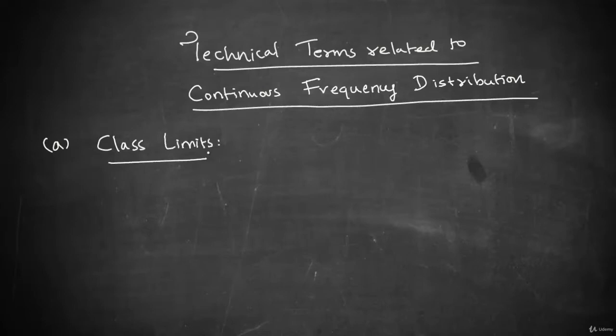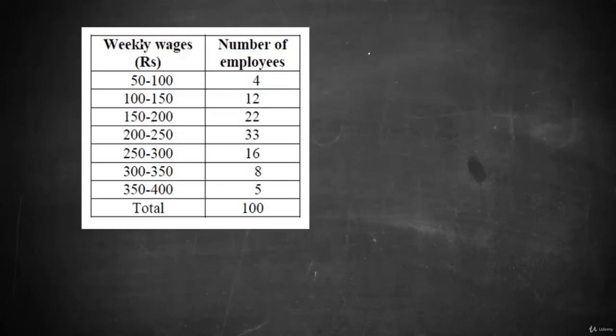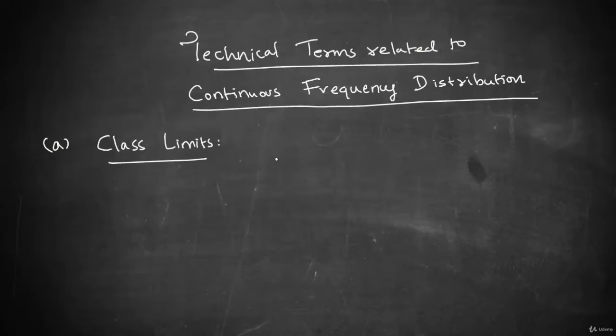Recollect our continuous frequency distribution example where we talked about wages. We said wages are in the range of 50 to 100, 100 to 150, 150 to 200. So these are all called classes. So we'll take this example first. So we had a class of 50 to 100.